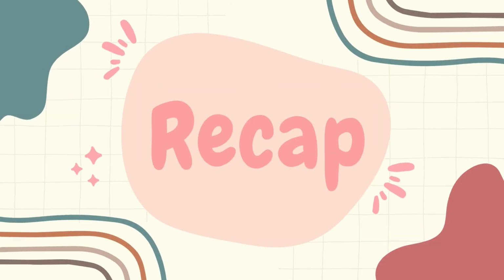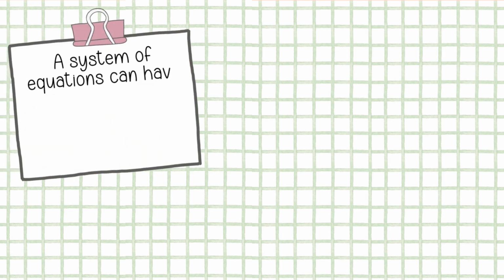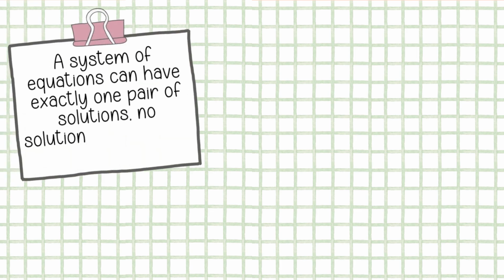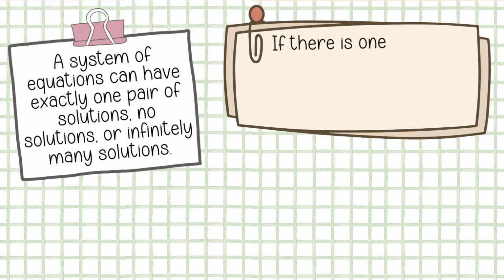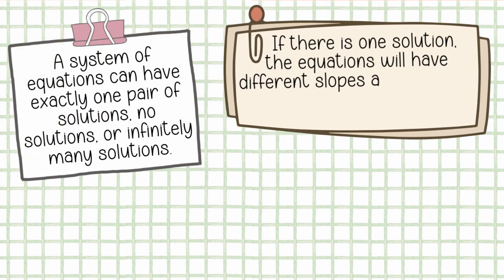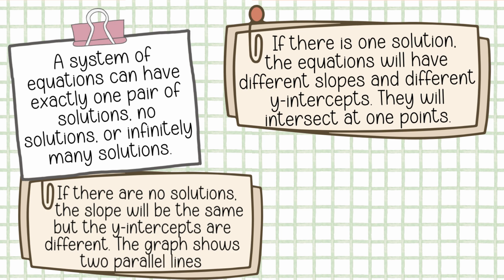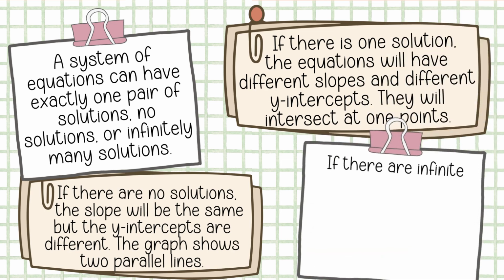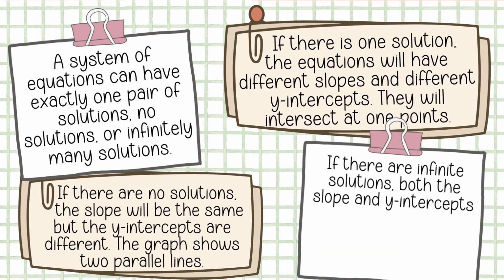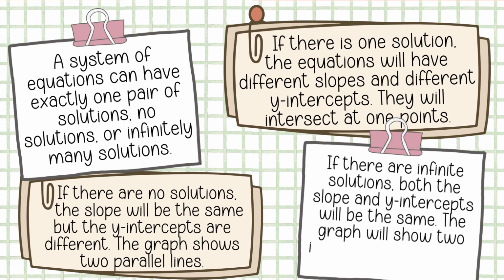To recap what we've learned, a system of equations can have exactly one solution, no solutions, or infinitely many solutions. If there is one solution, the equations will have different slopes. They will intersect at one point. If there are no solutions, the slopes will be the same, but the y-intercepts are different. The graph will show two parallel lines. And finally, if there are infinite solutions, both the slopes and y-intercepts will be the same. The graph will show two identical lines on top of each other.